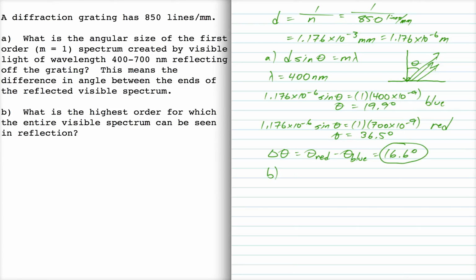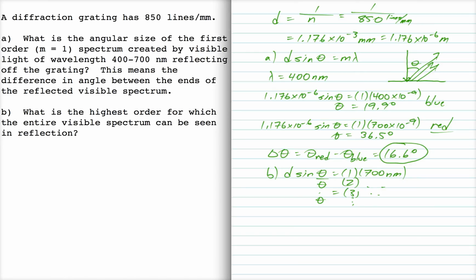Now part B wants to know what's the highest order for which the entire visible spectrum can be seen. Well, the limiting factor in terms of seeing an entire order is going to be the red light. That's got the longest wavelength, so that's going to have the biggest angle. So one way to do this would be to set d sine theta equal to 1 times 700 nanometers and see if you can solve for theta. Then set it equal to 2 times 700 nanometers and see if you can solve for theta. And then set it equal to 3 and so on, and just keep going until you get a theta that you can't solve for. That's kind of the brute force way of doing it.